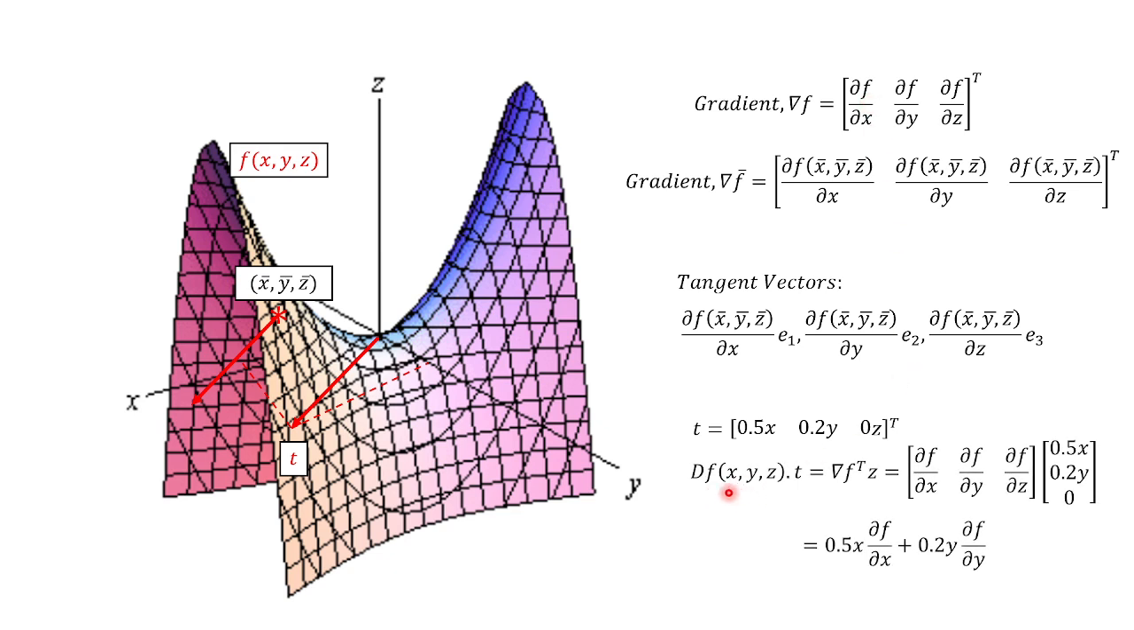So the directional derivative will be nothing but the same gradient, with a dot product with t. Sorry, this is a typo, this is going to be t. So we have this gradient, and we also have this t vector, and when we take the dot product, we have the directional derivative. So the directional derivative basically means how much the function changes along this certain direction. Thank you.